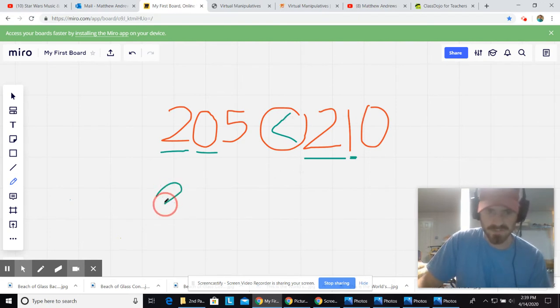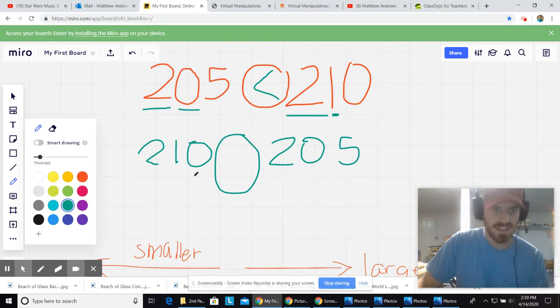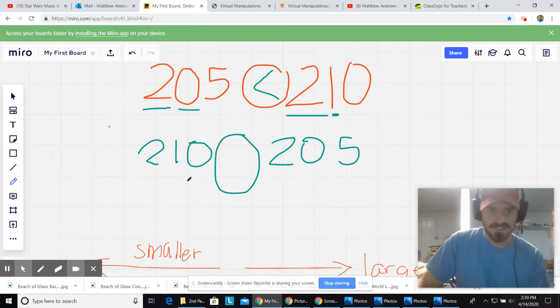Let's say that these numbers were flipped around. Let's say we had 210 and then 205. I'm sorry if my numbers look messy. It's just really hard to draw with a mouse on this program. All right. So we look at the hundreds place. Both are the same. So that will not help us figure out which one's bigger or smaller. But the tens place will because those are different. There's a 1 in the tens place here and a 0 in the tens place here.